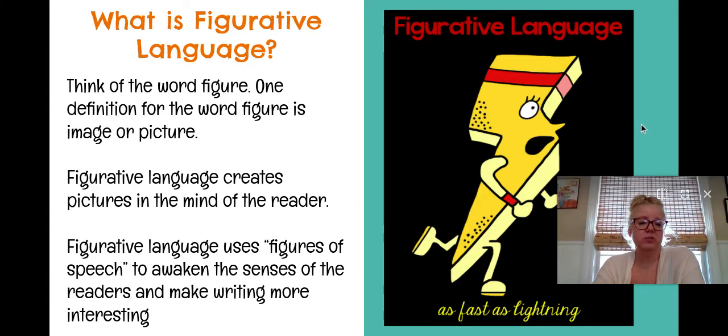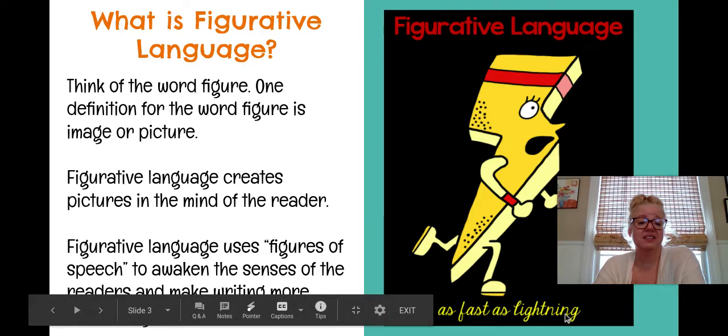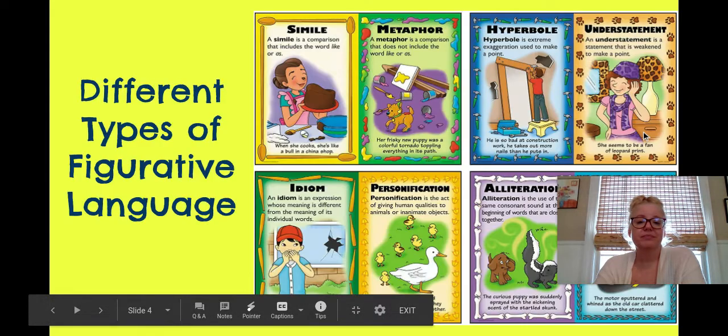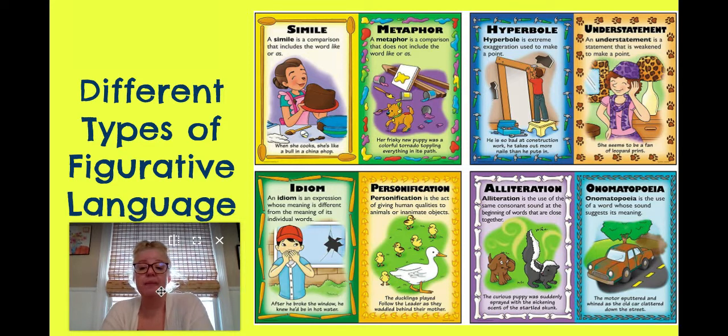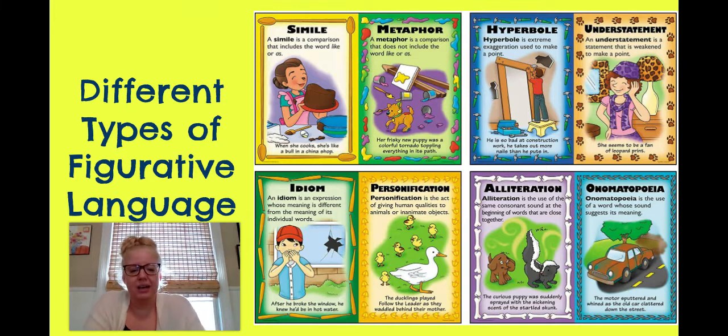And I found this little cartoon was cute. This is a simile, as fast as lightning. We looked at this before, and this shows different types of figurative language. We learned last time about hyperbole, which is extreme exaggeration used to make a point. So if you said, I've told you 1,000,000 times to clean your room, well, mom probably hasn't told you literally 1,000,000 times, maybe a lot of times, but not 1,000,000 times. But she's making the point that she's told you a lot of times. So that extreme exaggeration was hyperbole.